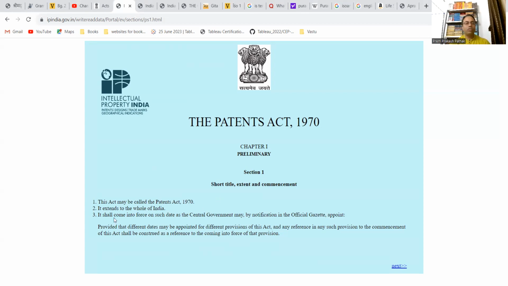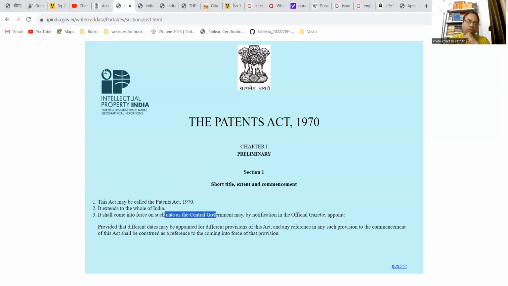Then Section 1, subsection 3 says, it shall come into force on such date as the Central Government may, by notification in the Official Gazette, appoint. So what it means is that the Central Government, from time to time, will pass a notification, and they will give a date from which it becomes active. They will also mention what this act will be called. So they mention a short title by which this new amendment will be called, and from which date it comes into force. That date will be mentioned.